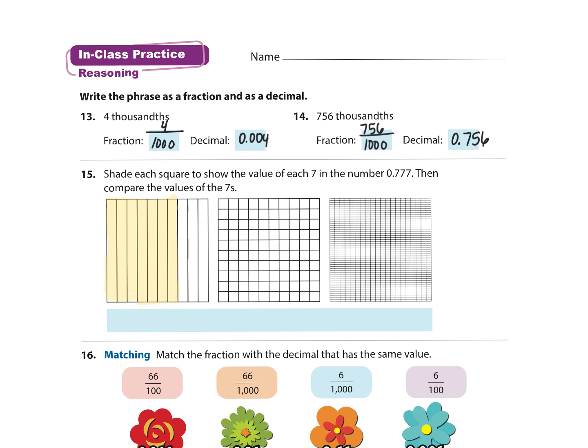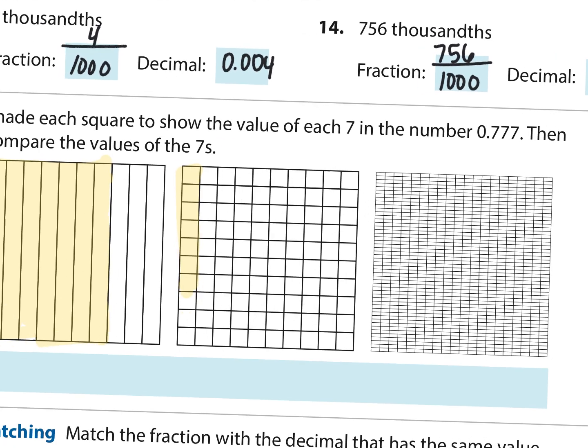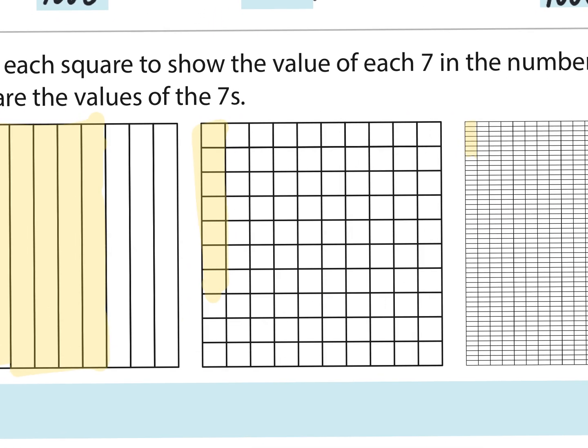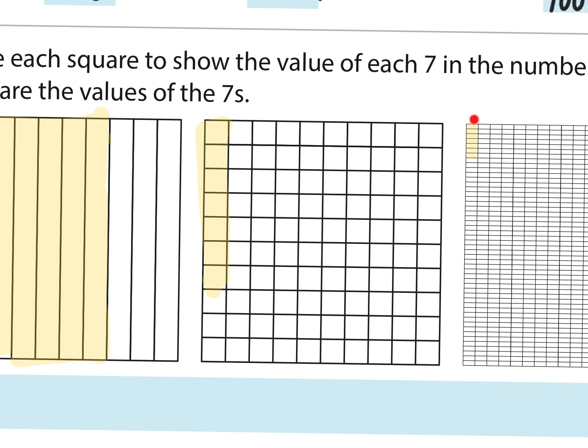Okay, how many do I shade in the hundredths? What digit is in the hundredths place? 7 again. And how many do I shade in the thousandths? 7 again. That one's teeny tiny. It's so tiny, it's hard to see. You can see my 7 shaded right over here, 7 thousandths. Okay.